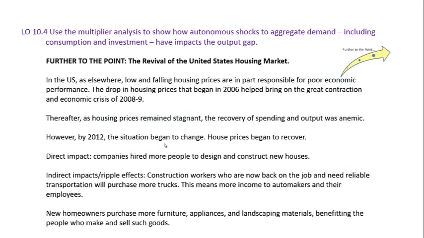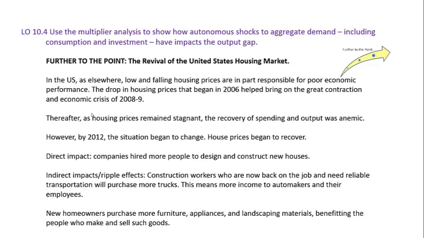But let's take an example. In the chapter, the Further to the Point talks about the revival of the U.S. housing market. In the U.S., as was the case in other countries, low and falling housing prices were, to some degree, responsible for poor economic performance, low output growth for several years. When housing prices were stagnant, people spent less. However, around 2012, the situation began to change. Housing prices began to recover, and for a number of reasons, people began to spend more.